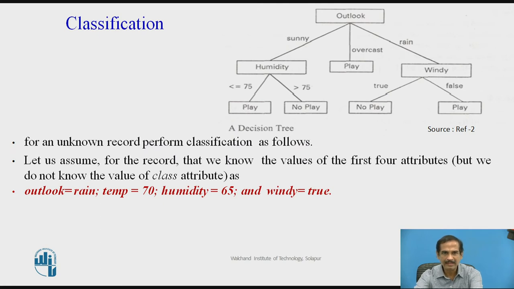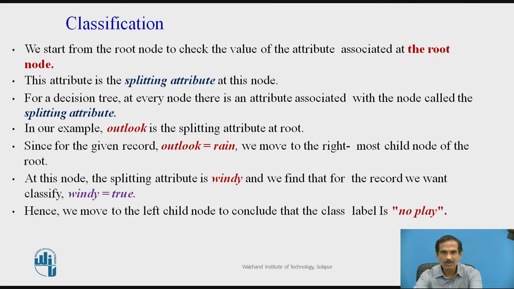This classification, what we are seeing here, is for an unknown record, and here we assume for a record that we know the values of the first 4 attributes, as outlook being rainy, temperature being 70, humidity being 65, and windy being true. We start from the root node and check the value of the attribute associated with the root node. The attribute is the splitting attribute at this node. This splitting attribute is very important for a decision tree. In our example, outlook is the splitting attribute of the root. Since the given record has outlook equal to rain, we move to the rightmost child node of the root. Thus, we then go for the splitting attribute windy, and we find windy being true, and we conclude at the next level that we don't go for playing.